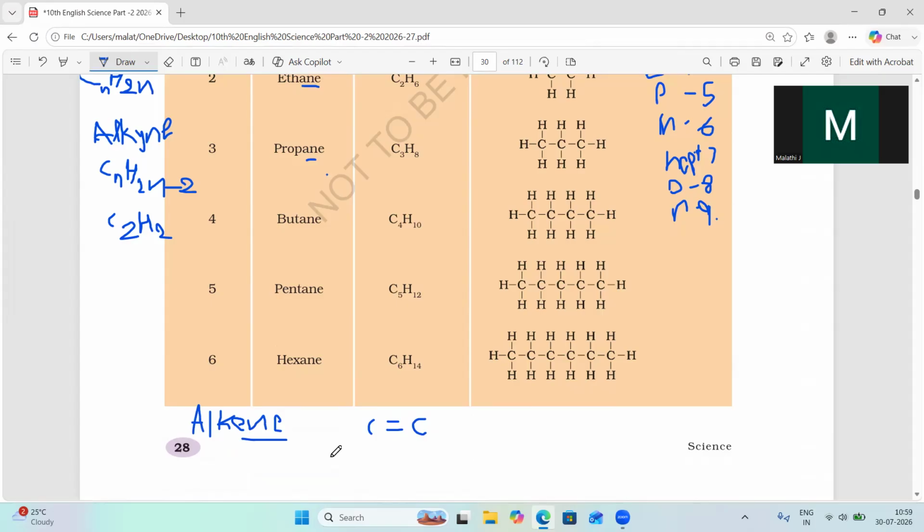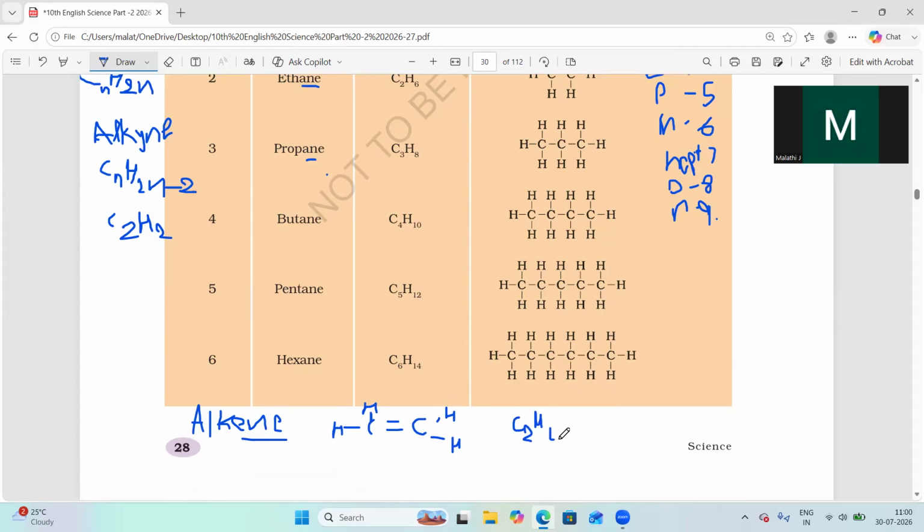So what will happen here? Already there are 2 bonds between the carbon atoms. Then how many bonds does it need? Here 2 bonds around each carbon with hydrogen. This is the structure of the first alkene we should take, that is ethene. Eth means 2 carbon atoms. It has C2H4.